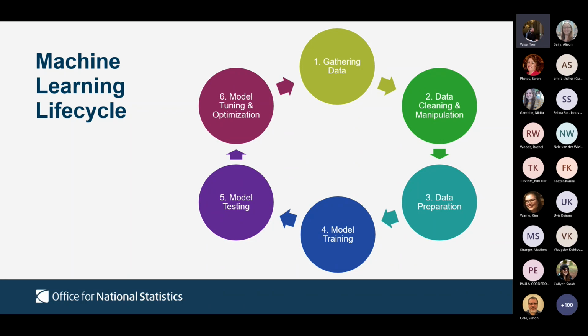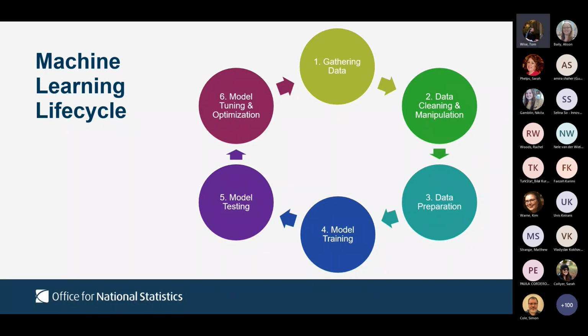The life cycle of any machine learning project begins with the gathering of data, and this is where we have defined the project. We have said what we would like to do. Once we've done this, we can process it through data cleaning and manipulation. Then we can wrangle it and prepare it for analysis. We can then train a model based on this, and then test it, before tuning and optimizing it.